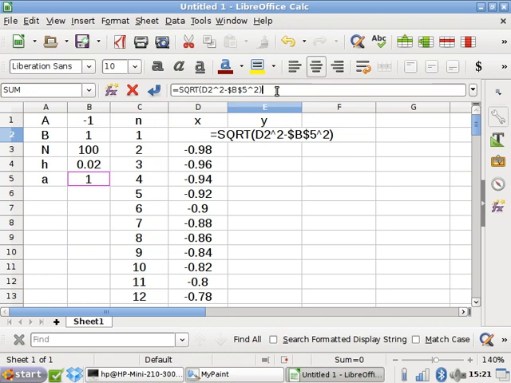SQRT, D2 squared minus $5. Okay. The first one should be 0. Enter. Now again, we'll copy this all the way down.